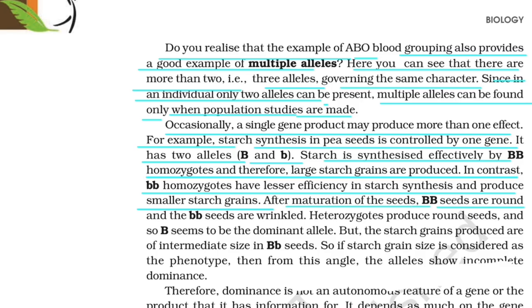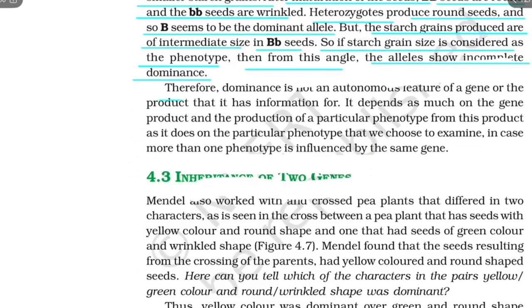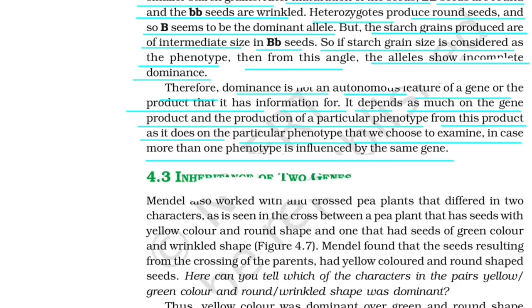After maturation of seeds, BB seeds are round and bb seeds are wrinkled. Heterozygotes produce round seeds, and B seems to be the dominant allele, but the starch grains produced are of intermediate size. So if starch grain size is considered as the phenotype, then from this angle the alleles show incomplete dominance. Therefore, dominance is not an autonomous feature of a gene or the product that it is information for. It depends as much on the gene product and the production of a particular phenotype from this product as it does on the particular phenotype that we choose to examine, in case more than one phenotype is influenced by the same gene.